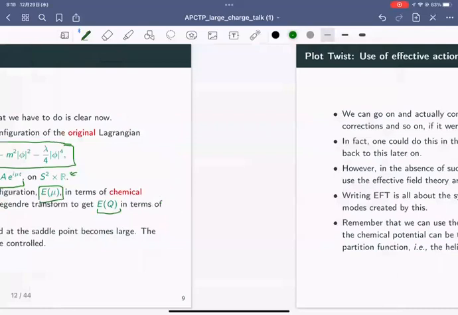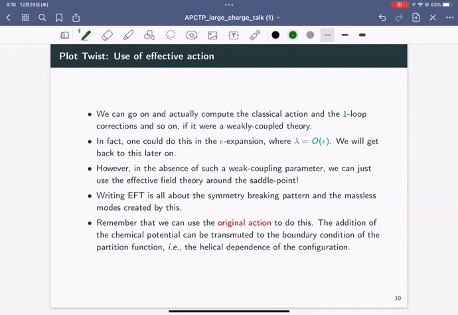Right. So I told you that we can use the saddle point approximation. The saddle point is controlled. Blah blah blah. We can go on and actually compute the classical action and the one loop fluctuations and so on, if it were a weakly coupled theory, and in fact we could do this in the epsilon expansion where lambda is of order epsilon. We will get back to this later on, but in the absence of such a weak coupling parameter, we can just use the effective field theory around the saddle point. So it's a strongly coupled theory. We don't know what the action is, but we know the symmetry breaking pattern of the theory. So we can use the effective field theory around the saddle point.